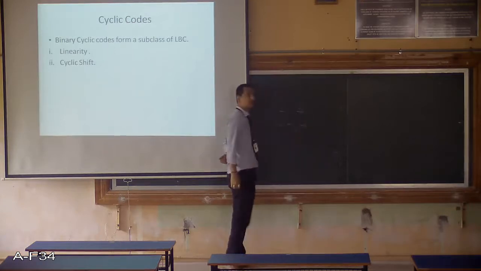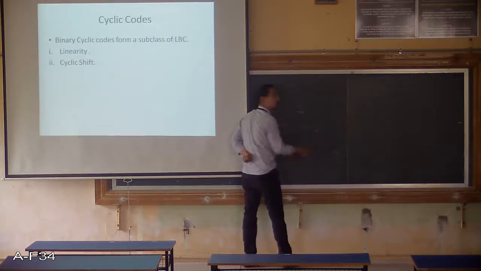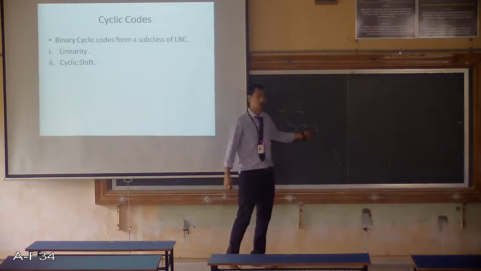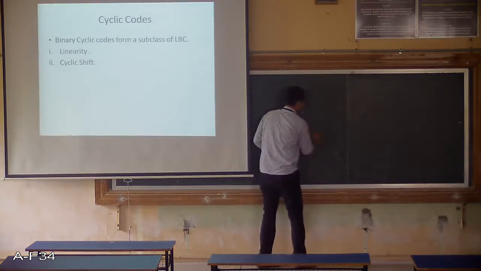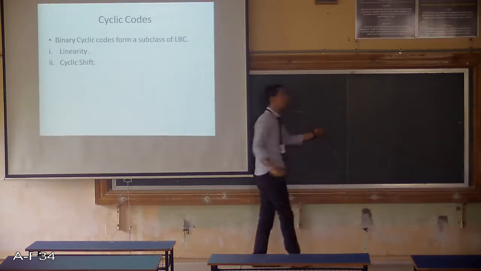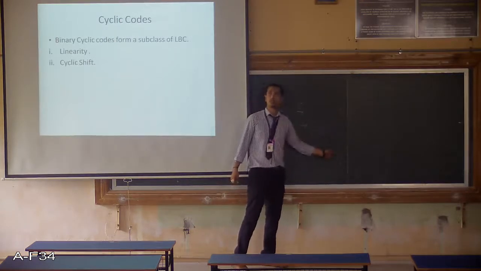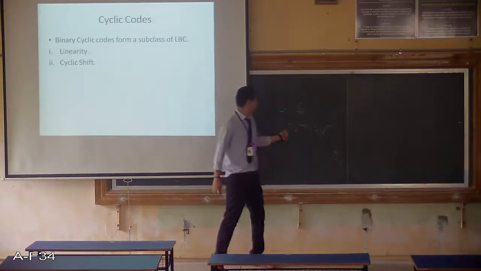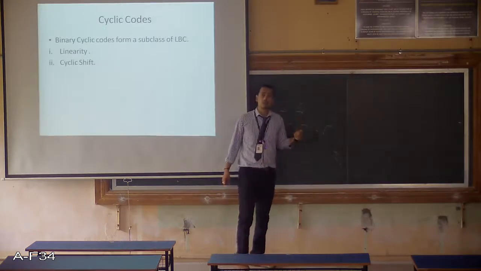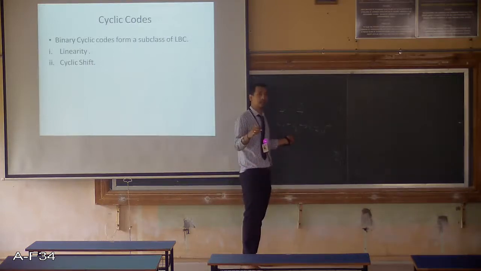The resultant code word, whichever I get, is one of the code words. It should be one of the code words present in the code vector. Only then does it satisfy the linear property.